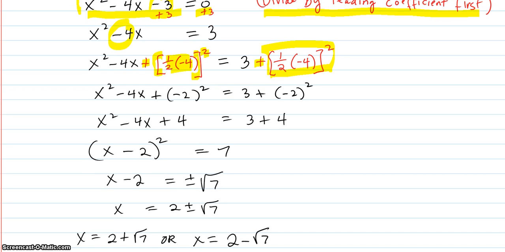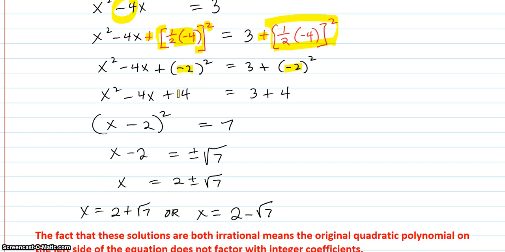Then we clean up the algebra a little bit. 1/2 of -4 is -2, and that's being squared. Then we square it out. We get the 4, and we get the 4 over here.